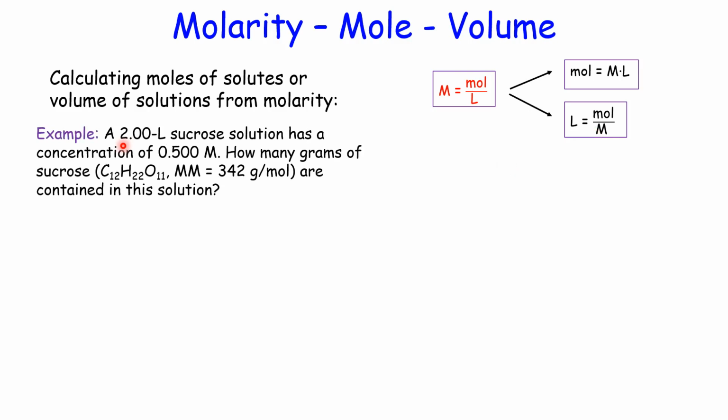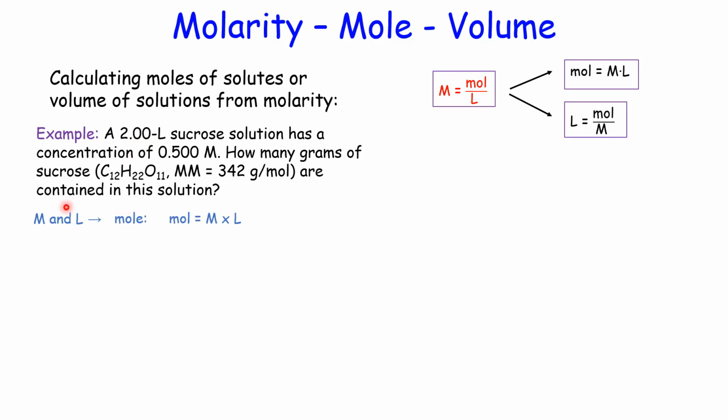Here is one example. A 2-liter sucrose solution has a concentration of 0.5 molar. How many grams of sucrose, here's the molar mass, are contained in this solution? Okay, so let's take a look. What is given? Molarity is given, M, and the volume is given, so liters is given. All right? And what do we need to find out? We need to find out the number of moles.